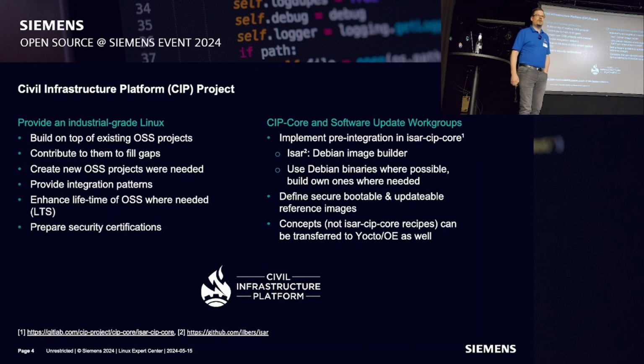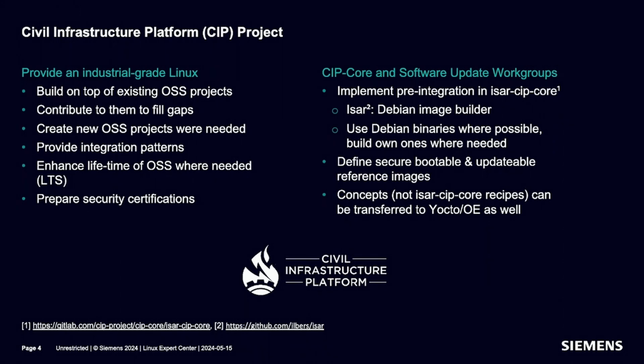The CIP project I mentioned before, Civil Infrastructure Platform, now exists for 8 years actually, started in 2016 by Toshiba, Hitachi and Siemens. Well, we are doing a lot of things there. You may know us for certain things, but we're doing more.